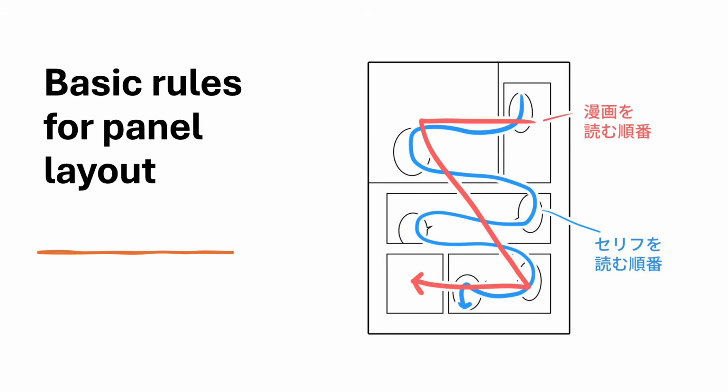Moving on. So the basic rules for panel layout. The basic reading style in Japanese is top to bottom, right to left. And you can liken the flow of moving through the panels to the letter Z. So by arranging the panels with the Z movement in mind, readers can follow naturally without getting lost. It's very, very important for your work to be readable and easily understood.